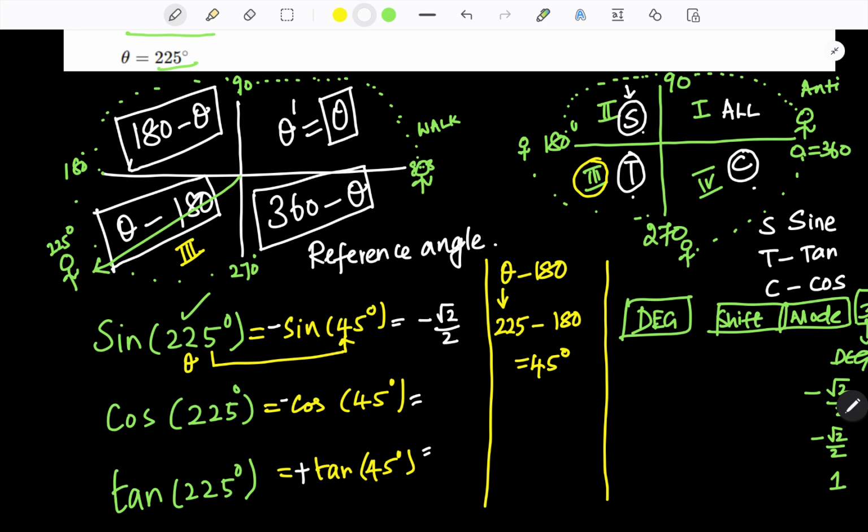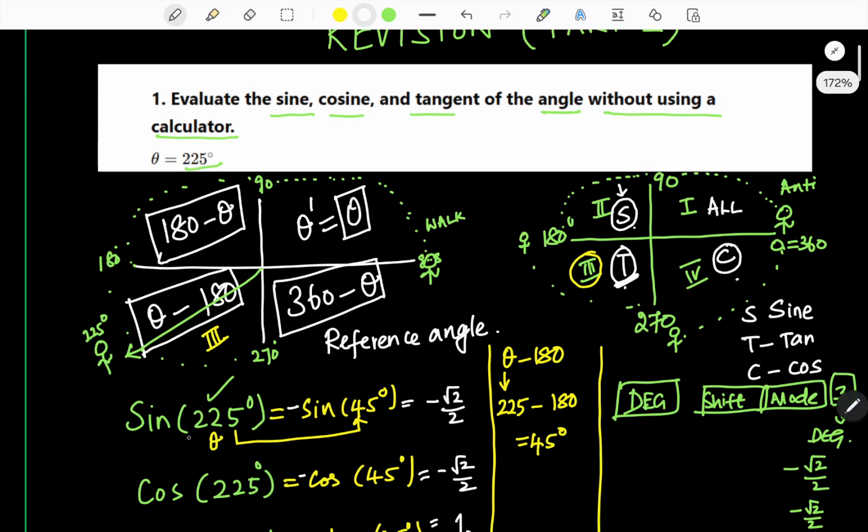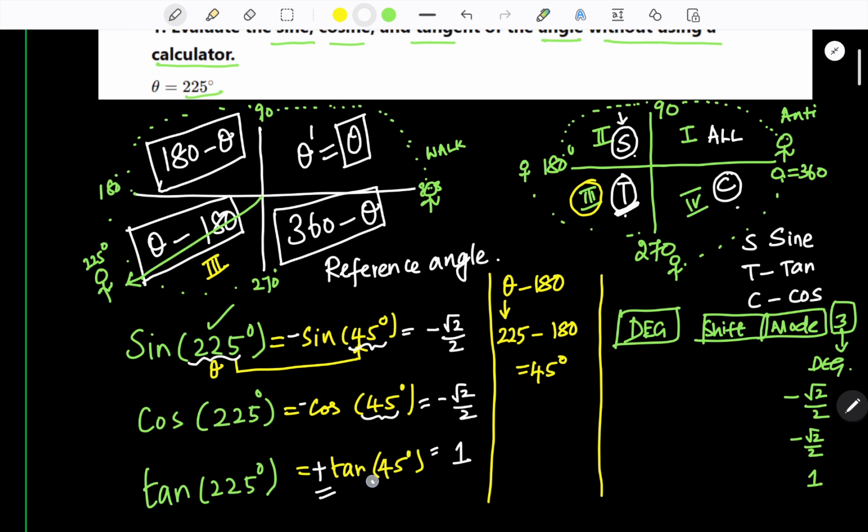Now put minus cosine 45 degrees in the calculator. You will get minus root 2 by 2. For tan you shouldn't put a negative, because we already said tan is positive in the third quadrant. So just put tan 45 and you will get the answer 1. Even though it says without using a calculator, we are not using the calculator for 225 degrees, but we are using it for 45 degrees.